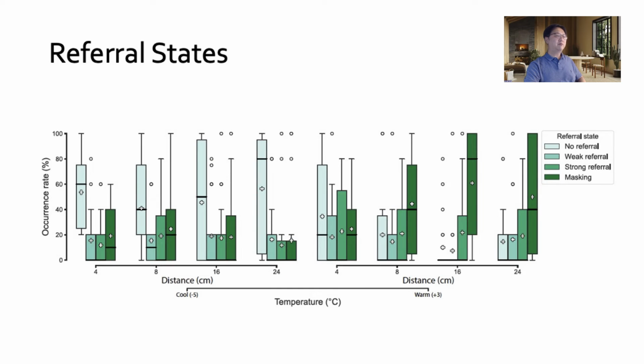Now let's look at the referral states. In warm conditions, masking showed the highest in 8 centimeter, 16 centimeter, and 24 centimeter, followed by a strong referral state. At 4 centimeter, no referral state was observed at the highest occurrence rate, followed by masking.